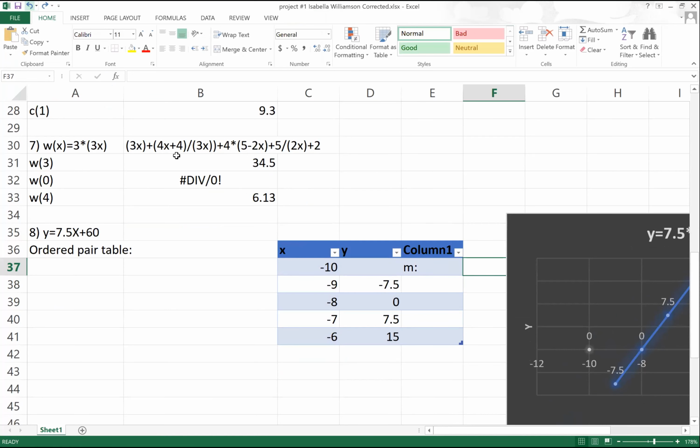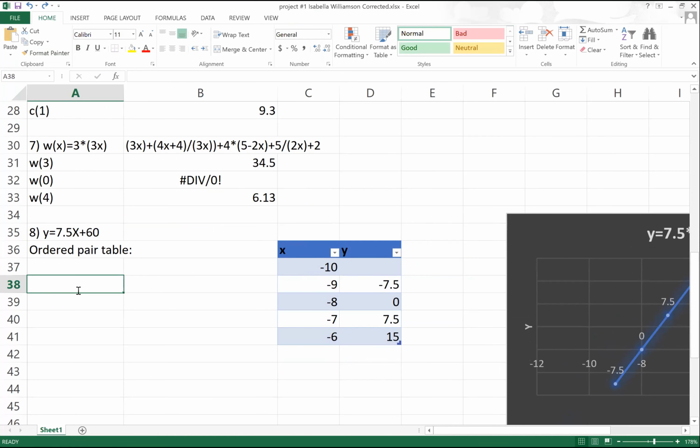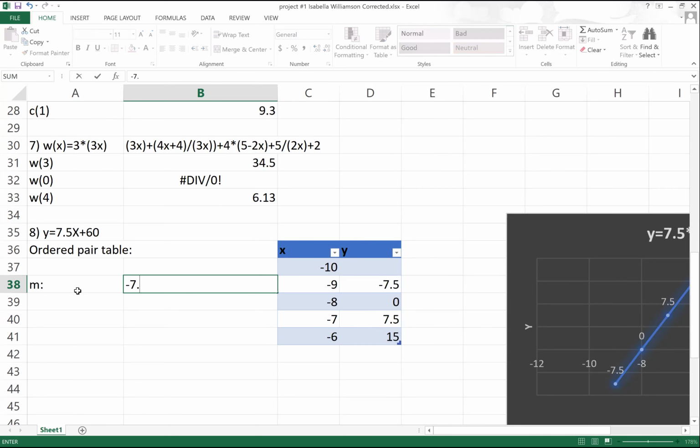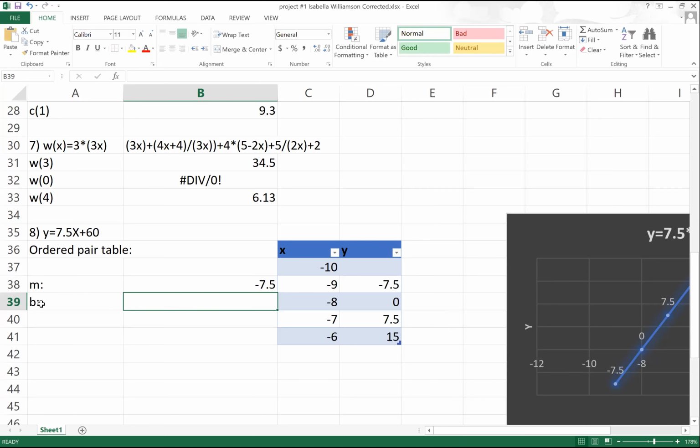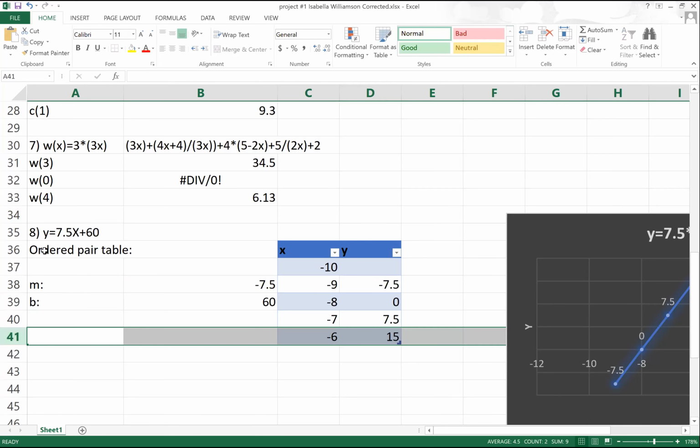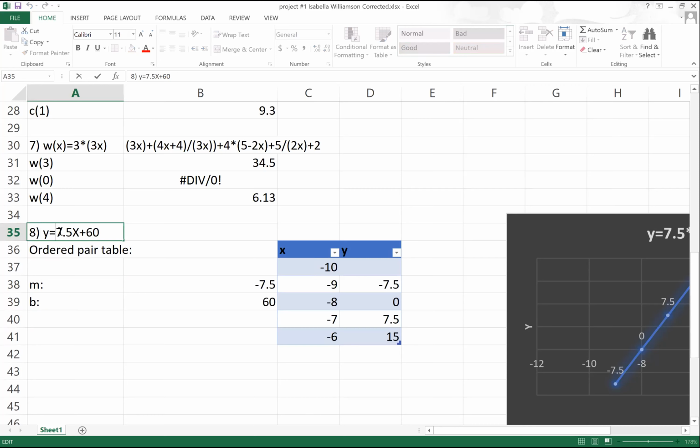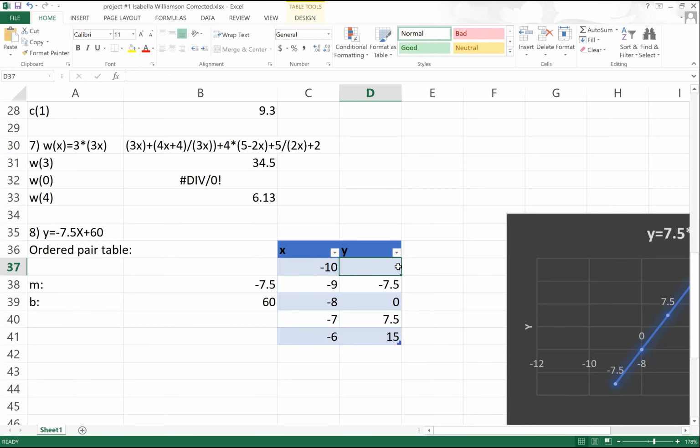If you look at the line, you don't need the column here. I'm going to define slope here. So slope is negative 7.5. Okay. Y-intercept is 60. Okay. So we need to fix this as well. It's minus 7.5x.